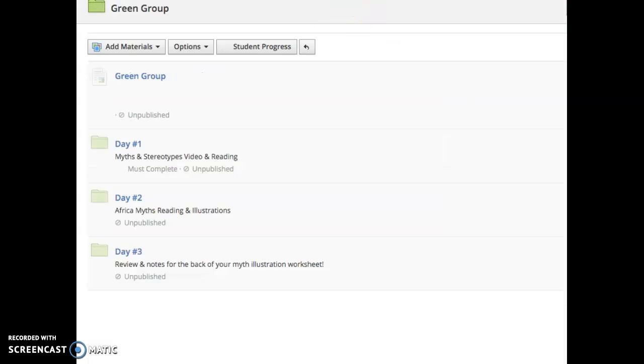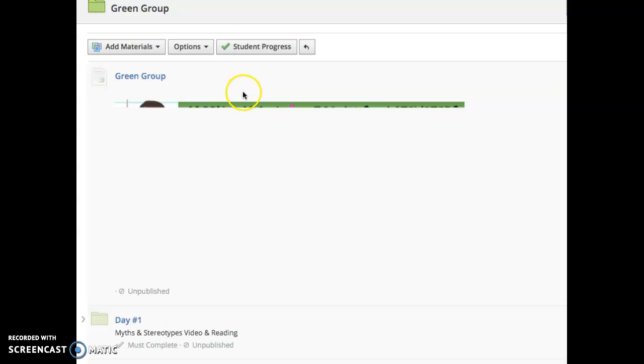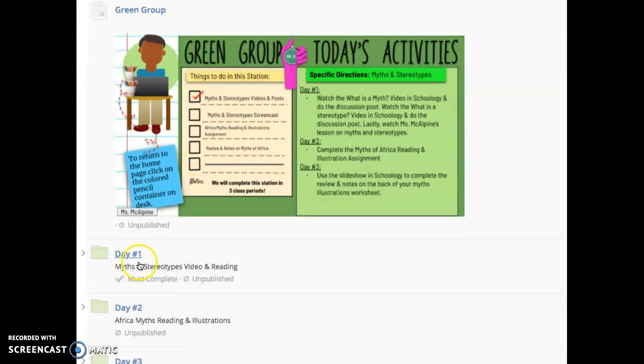So you need the green handout for the Green Station for day 2 and day 3, and day 1 is just looking at the differences between myths and stereotypes and watching my screencast.